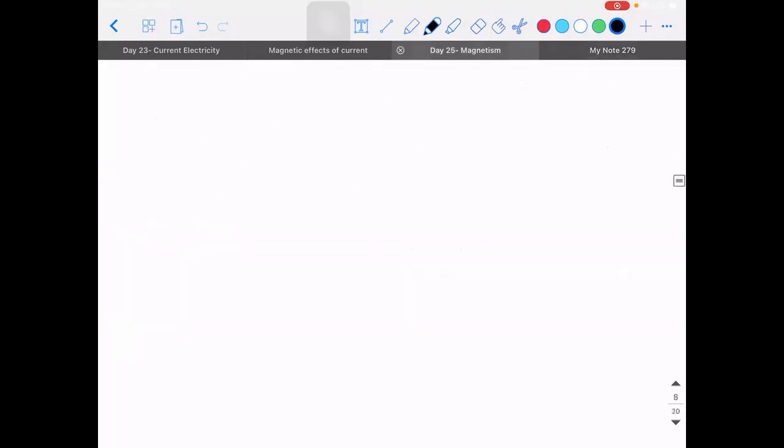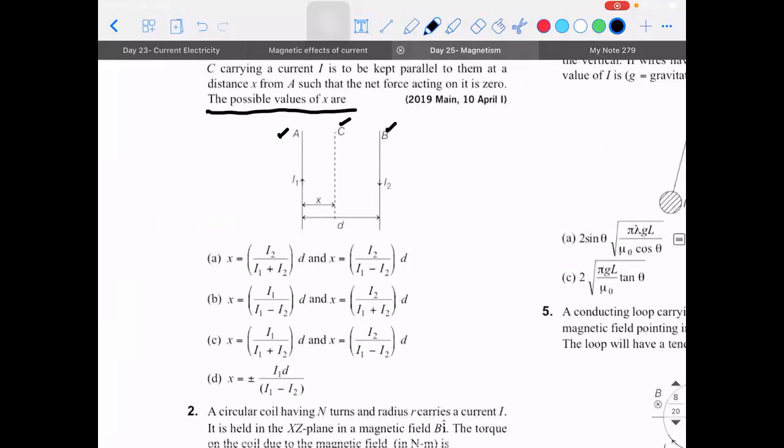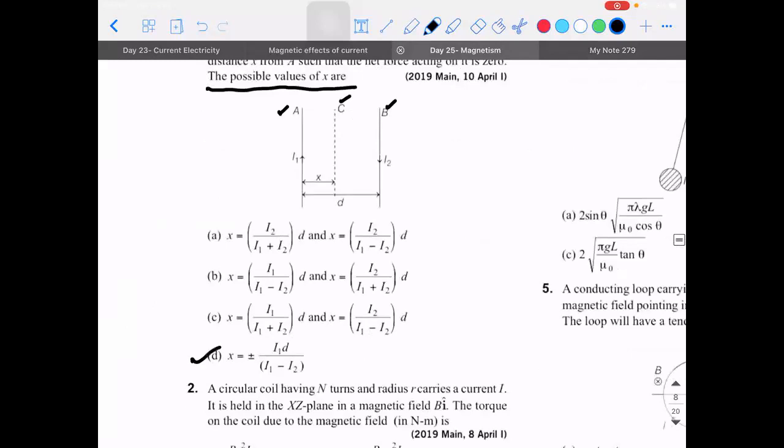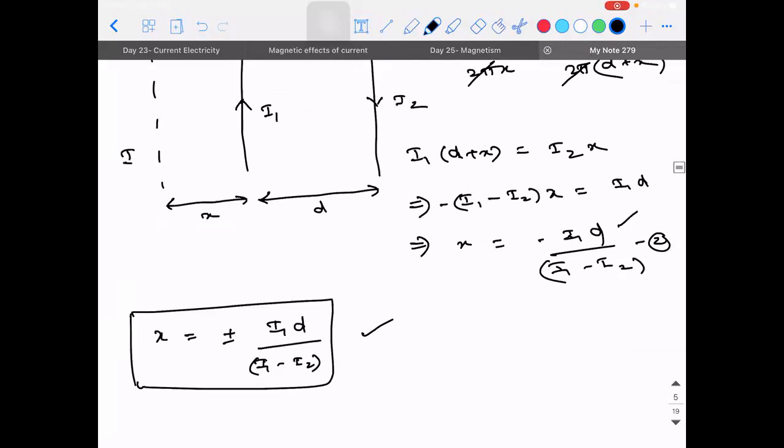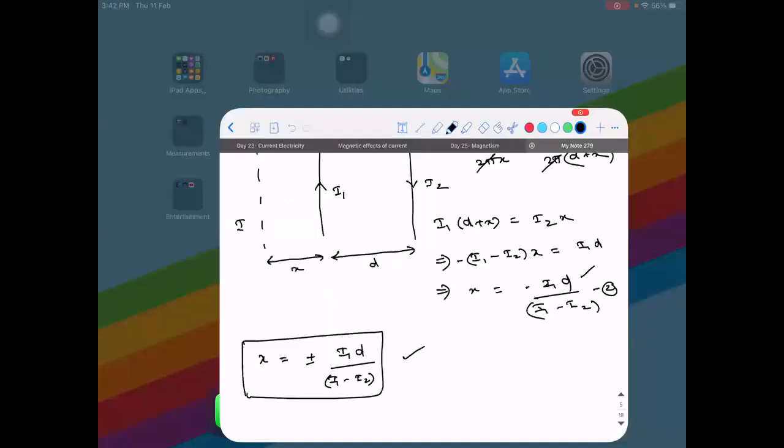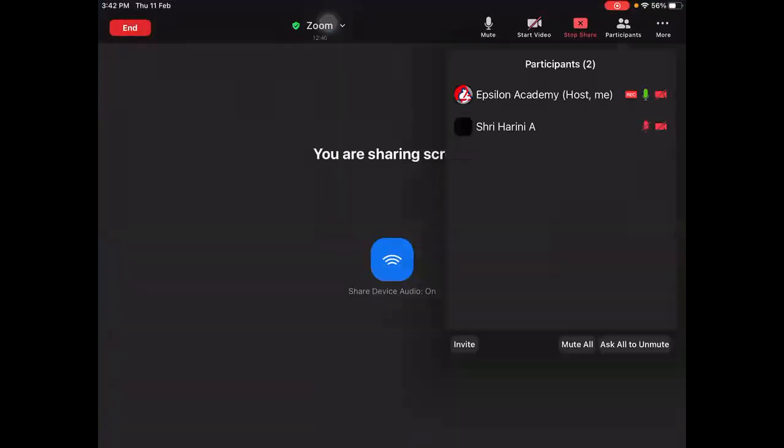So do we have an option like this? Plus or minus I1D divided by I1 minus I2. I hope the problem is clear. Yes. Okay.